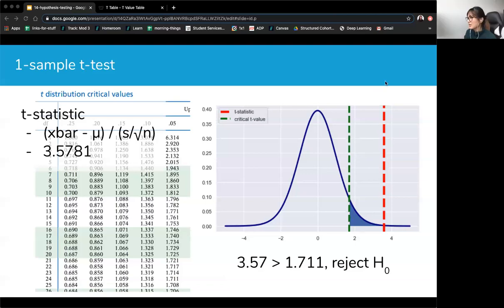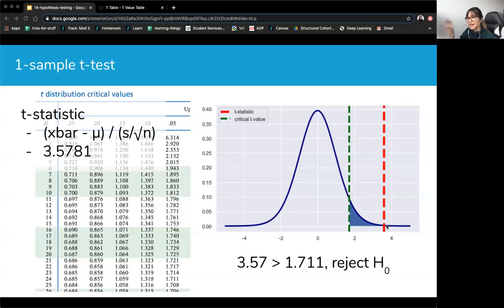There is also a way to calculate the p-value for this t-statistic. When you do it in Python, it will give you the p-value, which is the area to the right of this red line. If you were to do the calculation, the p-value here will be very, very small, which is a good thing for rejecting the null hypothesis. So because of this, we can say that statistically significantly, the people who went through the training make higher sales.